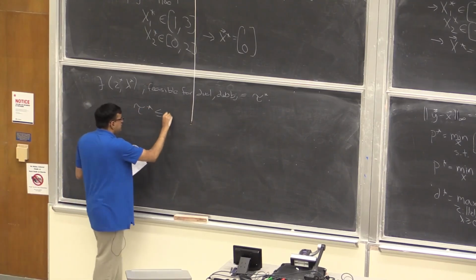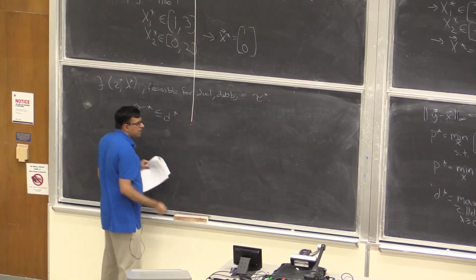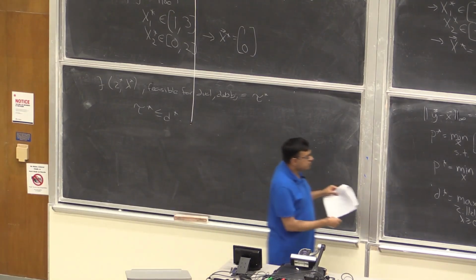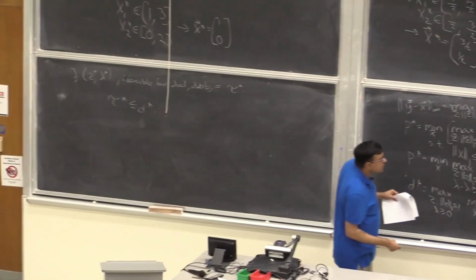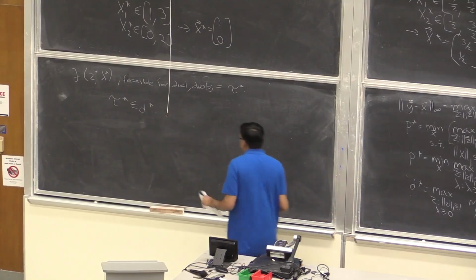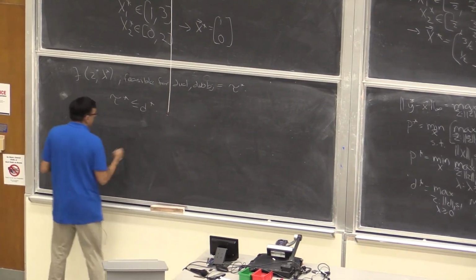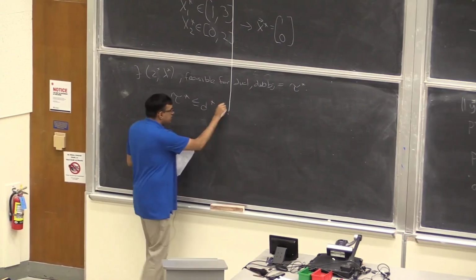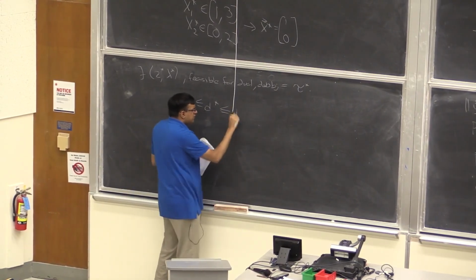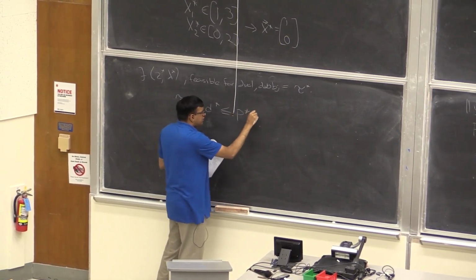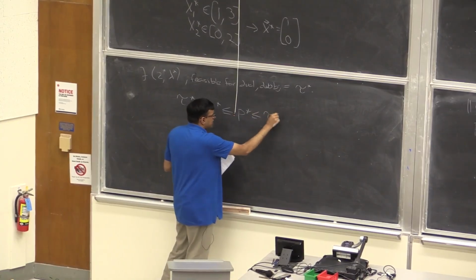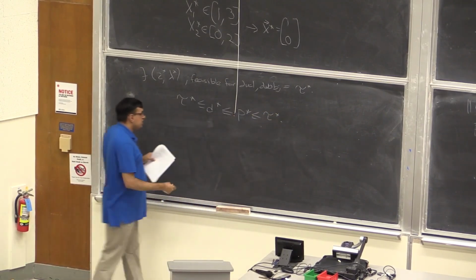is less than or equal to d star. Okay, and my work on the middle board shows that, but maybe I erased it. In particular, because we have weak duality, we have that d star is less than or equal to p star. Then we already showed that p star is less than or equal to tau star. This is part C.